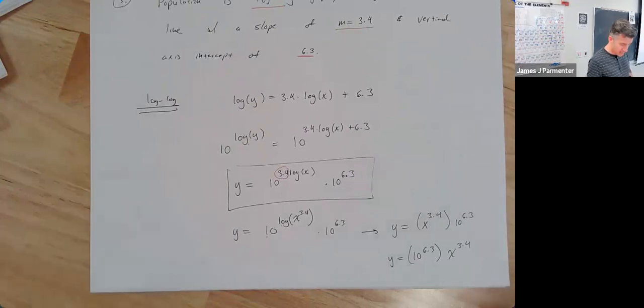Our result is x raised to a power, not something raised to the x like in the previous two semi-log examples. With semi-log, you expect your function to be something with x as the exponent. If it's log, you expect your function to be something with x raised to a numerical power. That numerical power should be whatever the slope is.